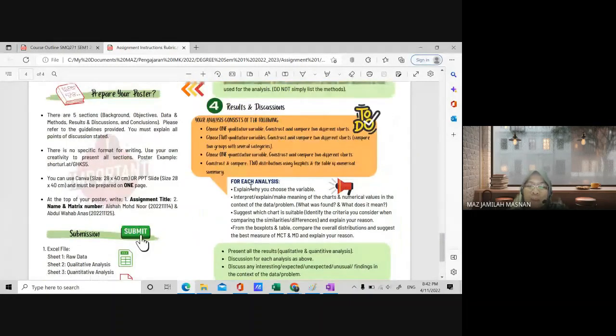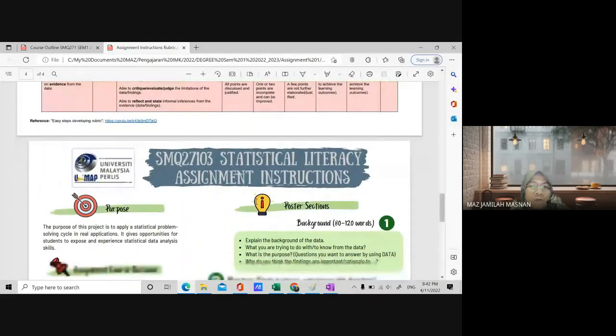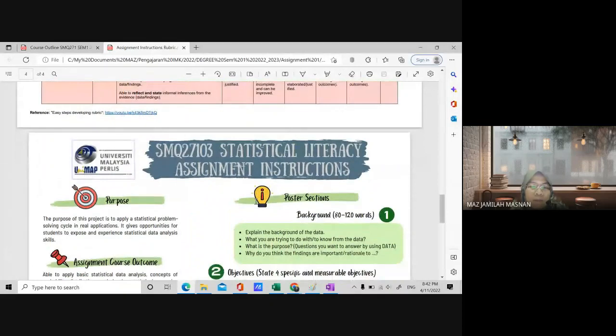So later, once everyone has finished choosing your data set for assignment 1, I will email every representative from each group the data set that you have chosen. Okay. Any questions so far for this particular assignment instruction class?